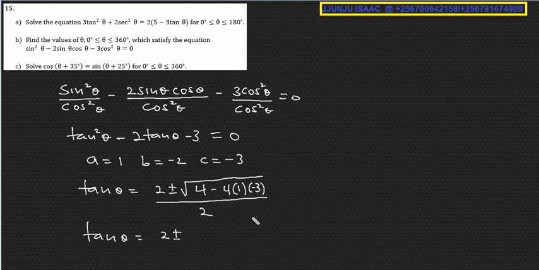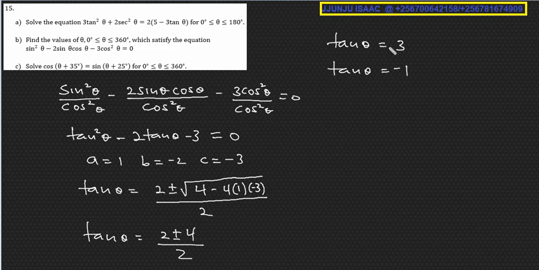Okay, so now you can see that we have 12 here plus 4, which is 16. So we get a 4 here divided by 2. So our tan theta is going to be 2 plus 4, which is 6, 6 divided by 2, that is 3. And also tan theta will be equal to 2 minus 4, that is -2. -2 divided by 2, you get a -1.